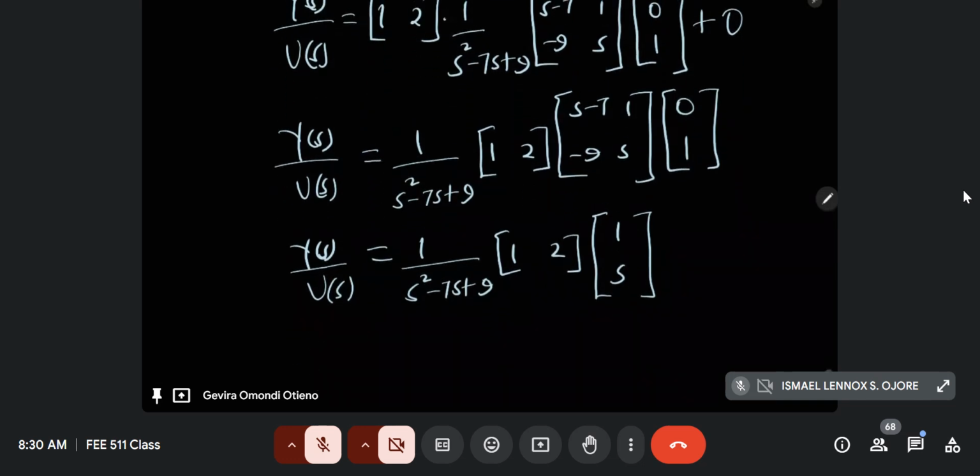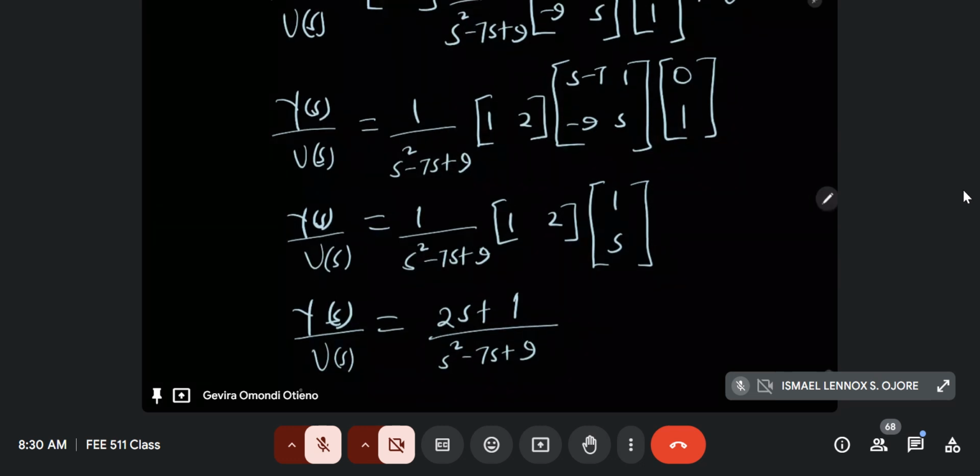And so if I multiply again these two, the numerator is just going to be 1 plus 2S. It's just going to be 2S plus 1 over S squared minus 7S plus 9. This is now my Y of S over U of S. So clearly, this becomes the transfer function of the system that has been represented using state space representation.